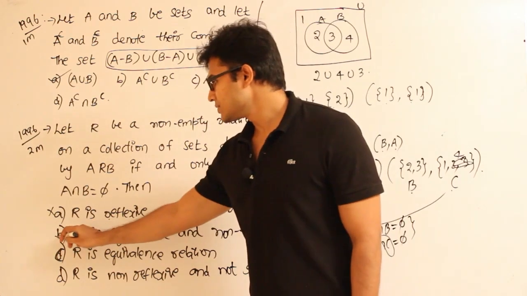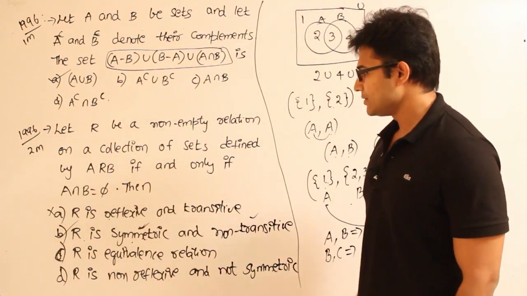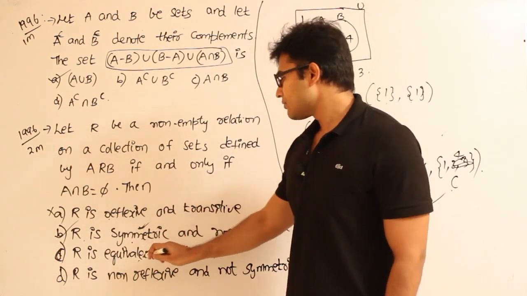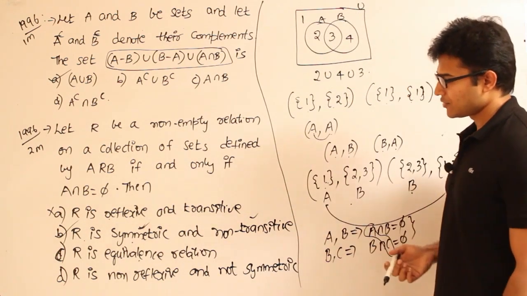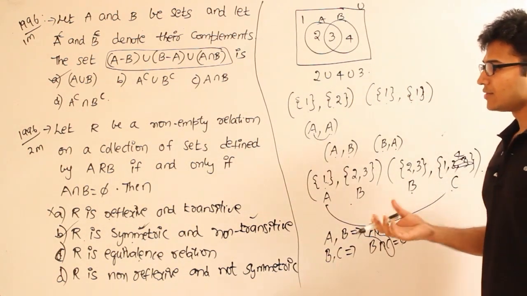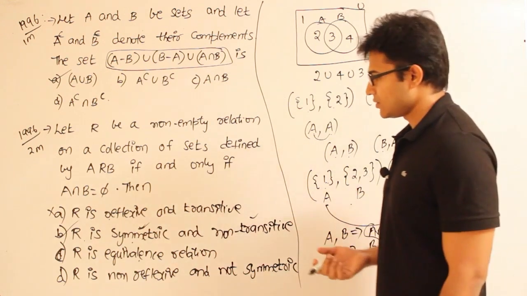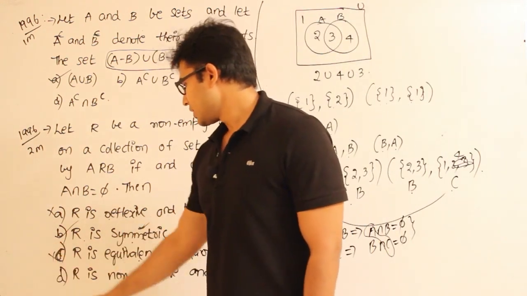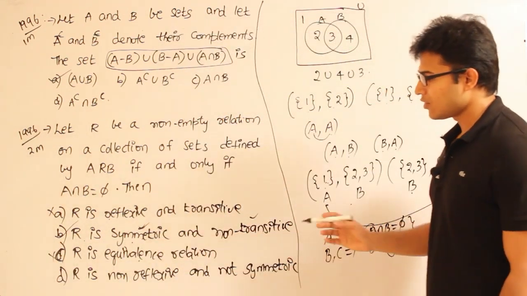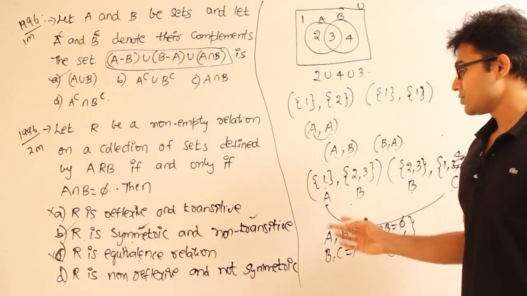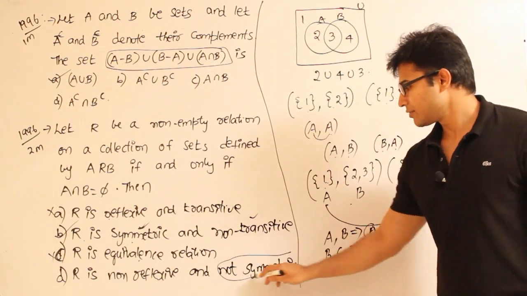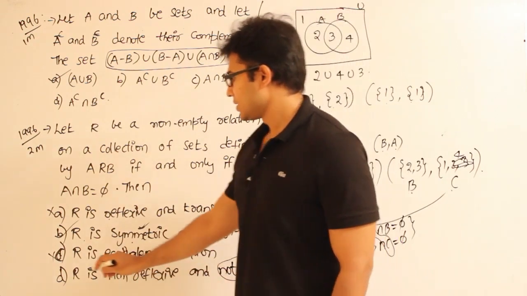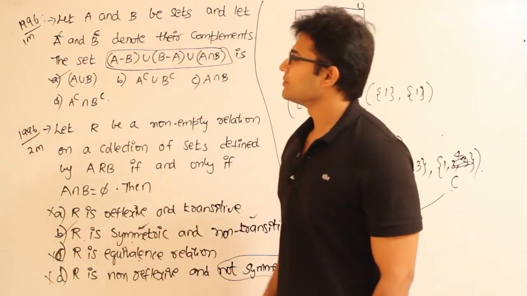So option B is right. And option C is saying that R is equivalence relation, which is not possible, isn't it? Why? It is not reflexive and it is not transitive also, so it is not true. And D is saying that R is not reflexive, true, and it is not symmetric, but actually R is symmetric, therefore it is also false. So the only option which is right is B.